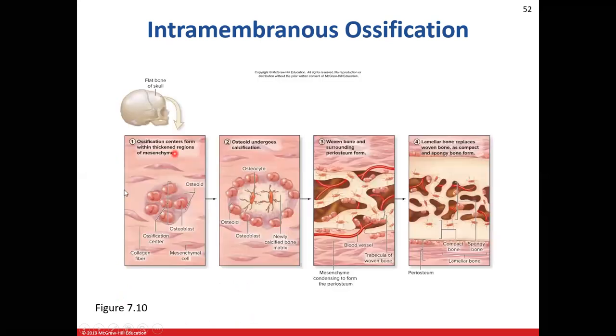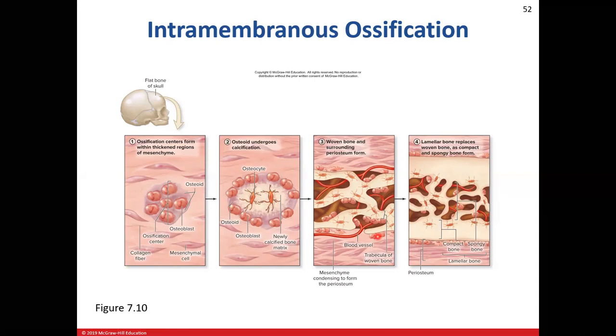So here's our graphics of our intramembranous ossification process. So again, we see this ossification center that develops in this mesenchyme tissue. You'll see that the osteoblasts are able to secrete this osteoid, and this osteoid really begins to undergo the calcification process, where now it traps some of the cells inside and they turn into osteocytes.